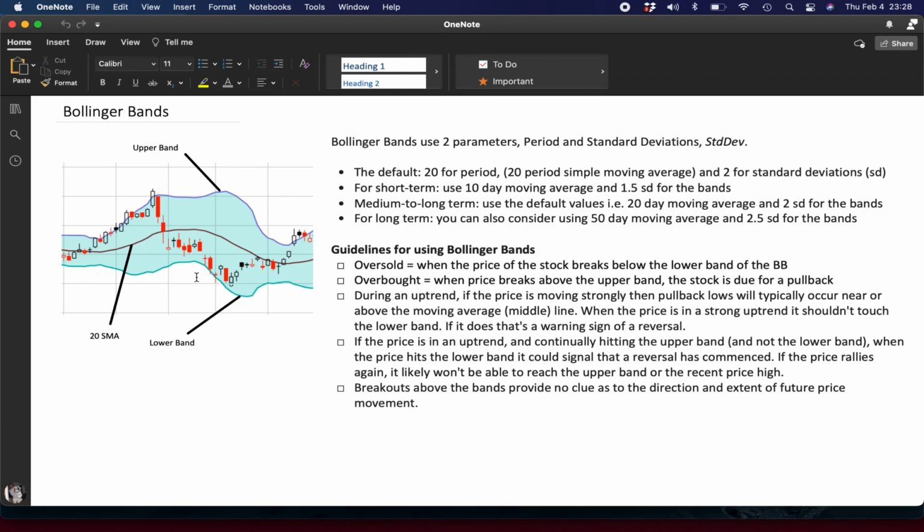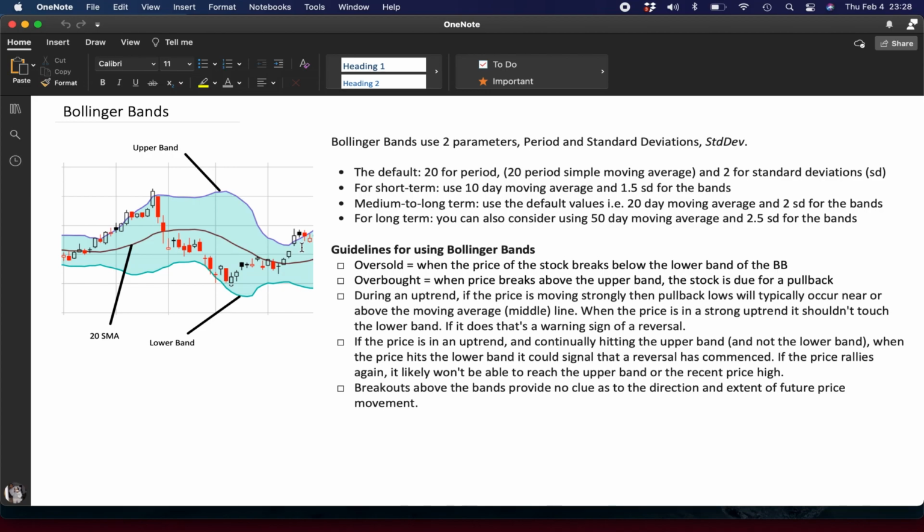Now, what are these parameters? Bollinger Bands use two parameters, period and standard deviations. Now, the default values are 20 for the period, which is the 20 period simple moving average, and 2 for standard deviations. And you can pretty much customize these combinations. When you're doing short-term trading, you typically use a 10-day moving average for this middle line, and then you end up using 1.5 standard deviation for the bands.